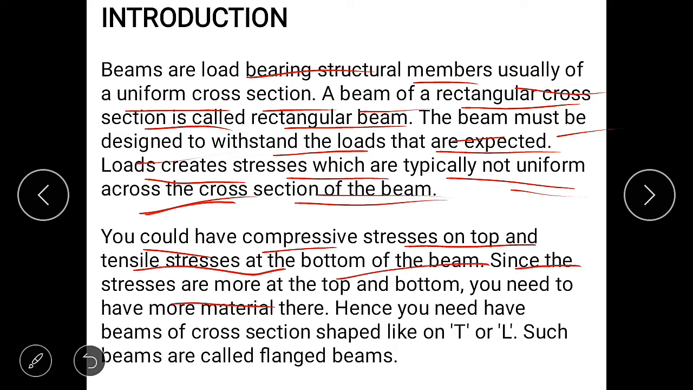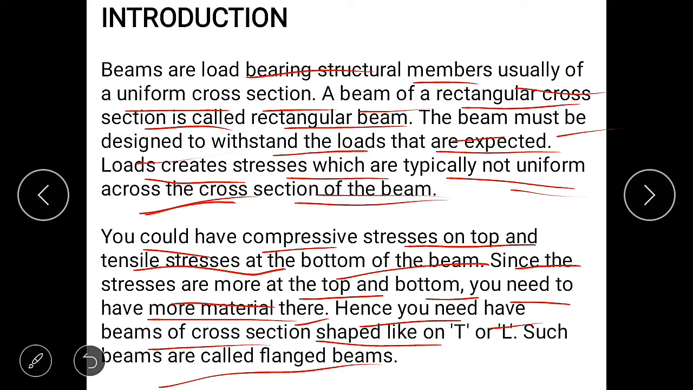Since the stresses come at the top and bottom, you need to have more material there. Hence you need a beam with a cross section shaped like a T or L. Such a beam is called a flanged beam. The section of a flanged beam is in a T or L shape.